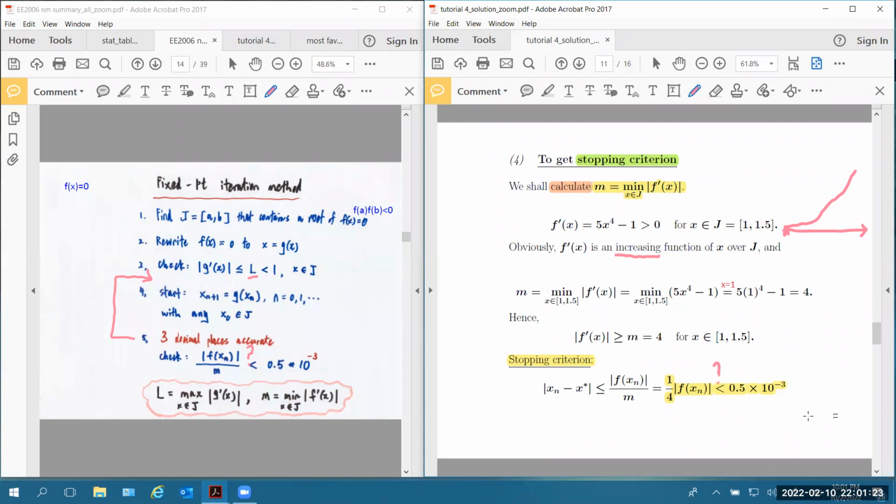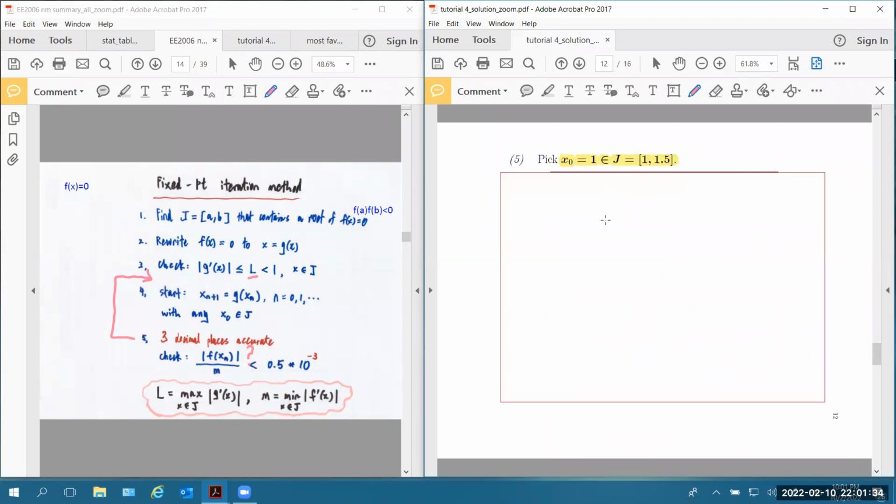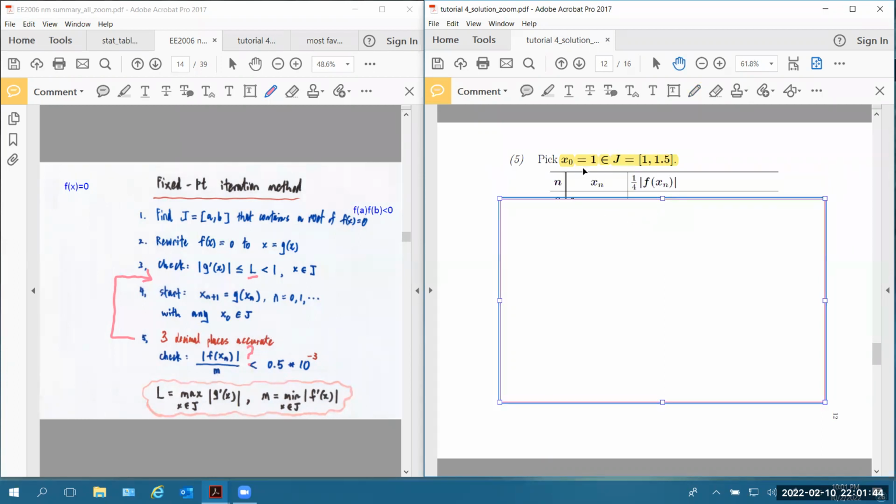All right. So this one you need to go and test. Every xn you must go and test this. So we got the stopping criteria already. So now we can actually go and tabulate. So first of all, I'll pick x naught inside J to start our iteration. So I pick x naught as 1. Between 1 and 1.5, you can pick any number. Just pick something simple. 1 looks like a simple number, so I just pick 1.